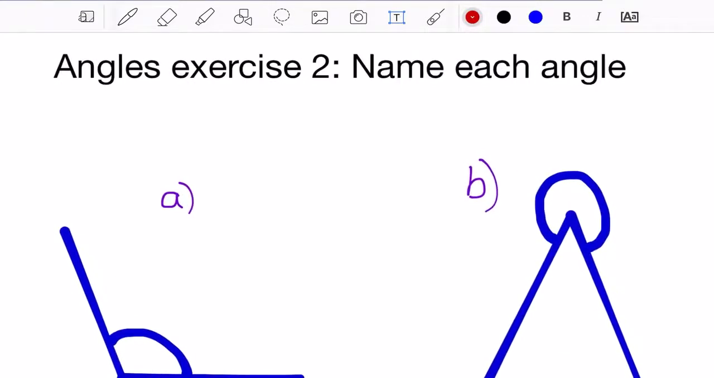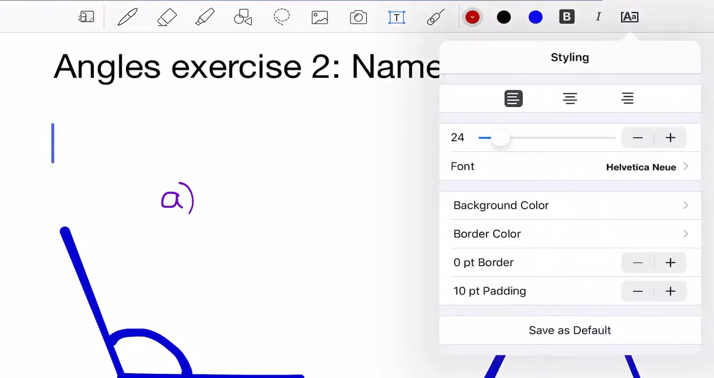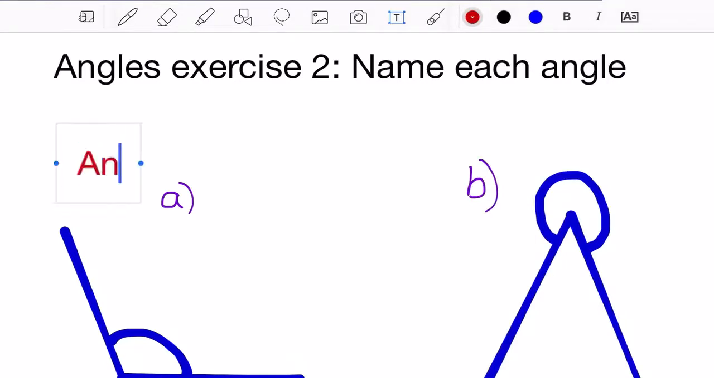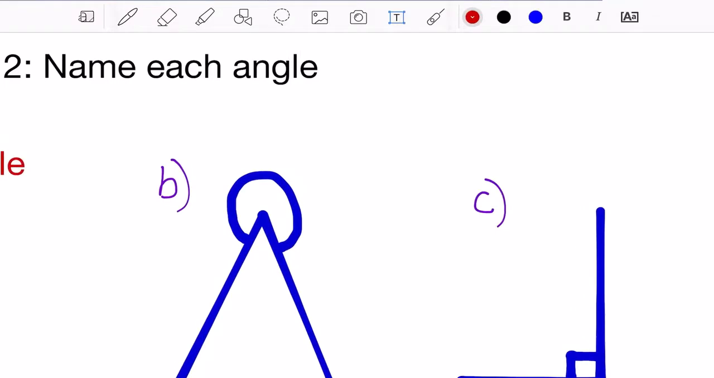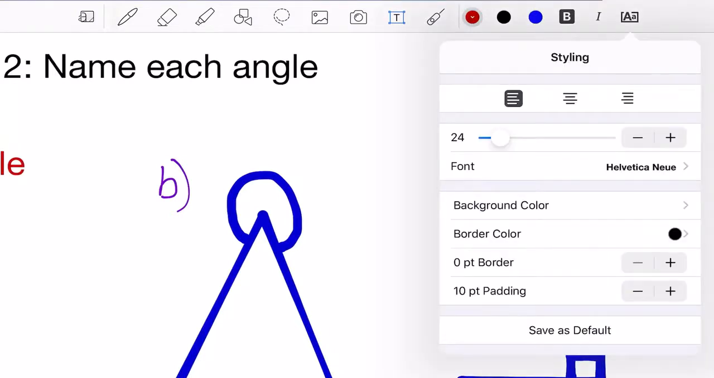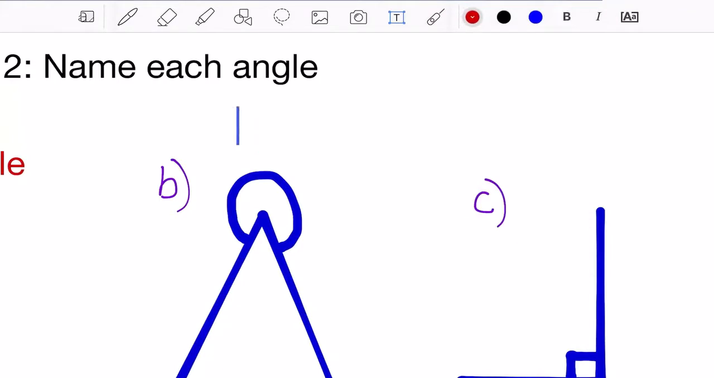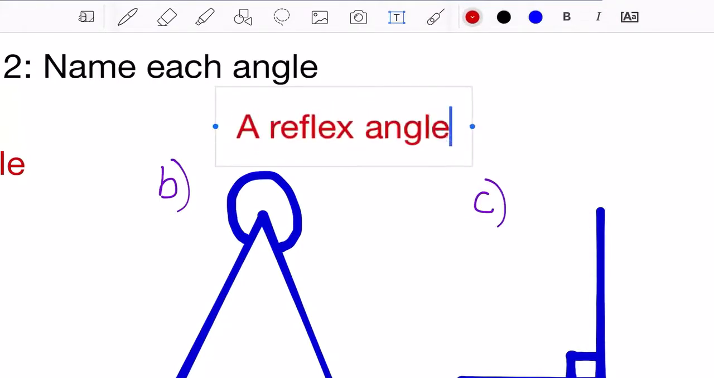Part A. We can see that this angle is more than 90 degrees but less than 180 degrees. So this is an obtuse angle. Next, we can see this angle here is more than 180 degrees but less than 360 degrees. So we call this a reflex angle.